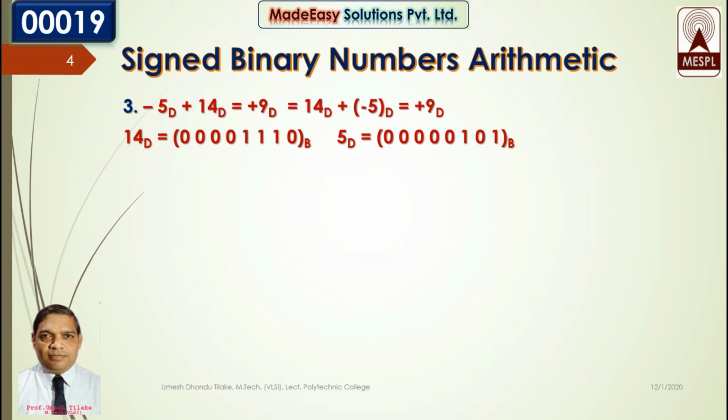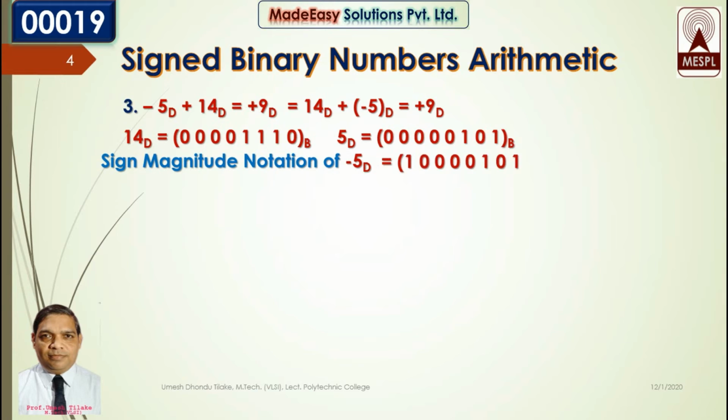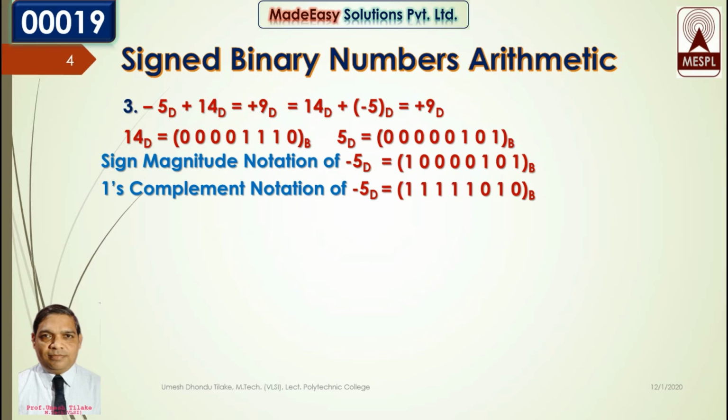Now let's find out the 2's complement of plus 5, that is minus 5. So first write down minus 5 using sign magnitude notation. So here this bit will change to 1, remaining bits will remain as they are. So the sign magnitude notation of minus 5 is 1 0 0 0 0 1 0 1. Now represent minus 5 using 1's complement notation. So here invert each magnitude bit. So our result will be 1 1 1 1 1 0 1 0. So let's write it down. The 1's complement notation of minus 5 is 1 1 1 1 1 0 1 0.